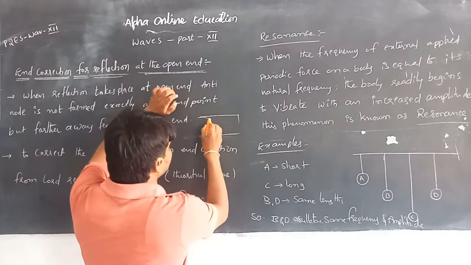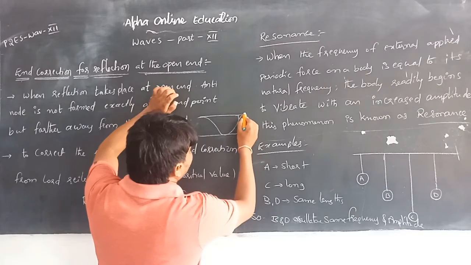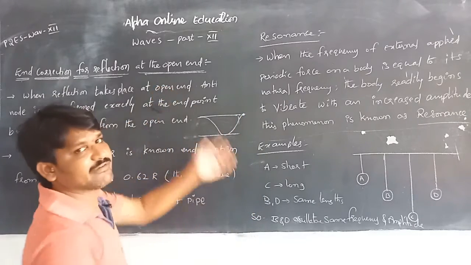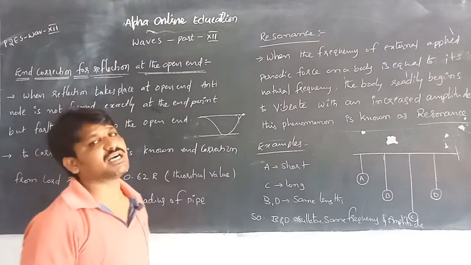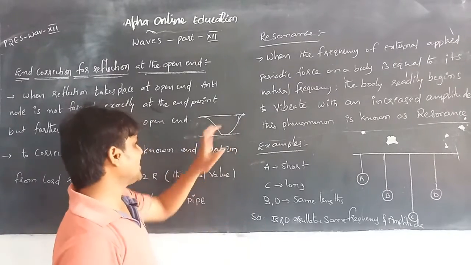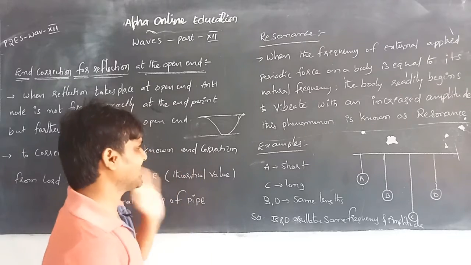Due to the reflection, the antinode will not form exactly at the open end, but farther away by some distance. That error occurred. So the correction of that error is called the end correction.